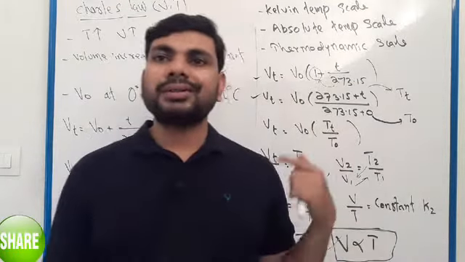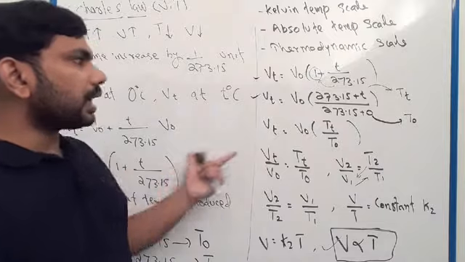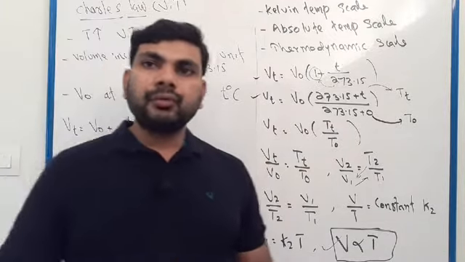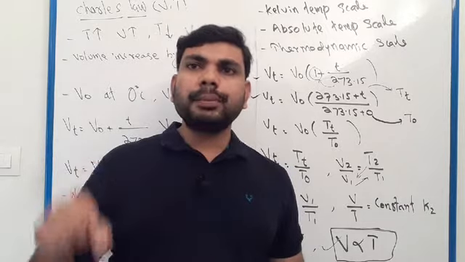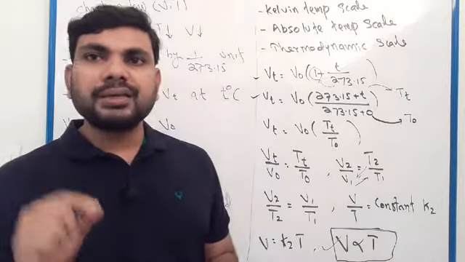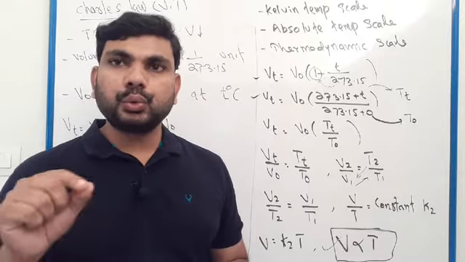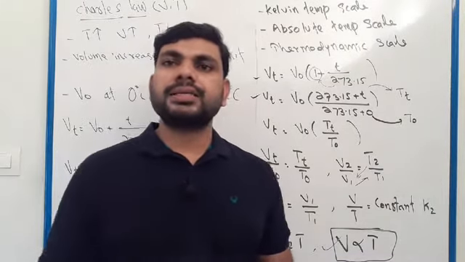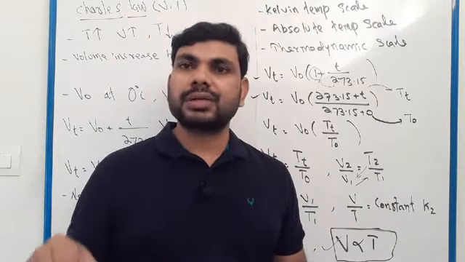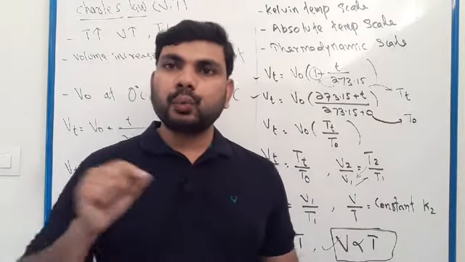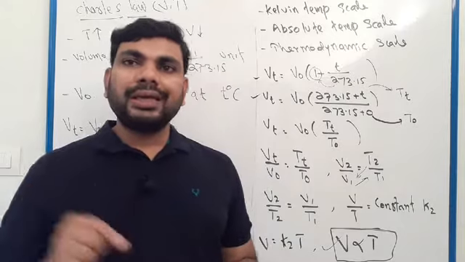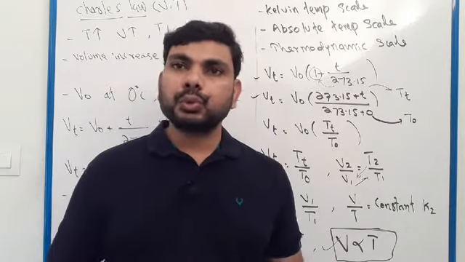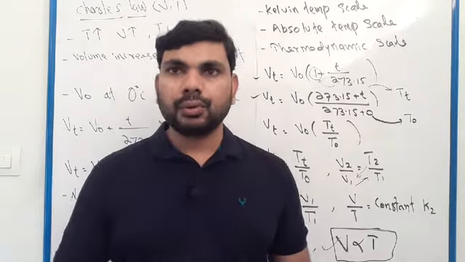Then we use the same derivation and arrange like this, and finally we obtain V2 by T2 equal to V1 divided by T1. V by T is a constant K2. So V equal to K2 into T. V directly proportional to T. That is Charles' law.